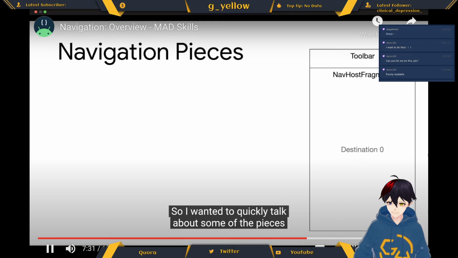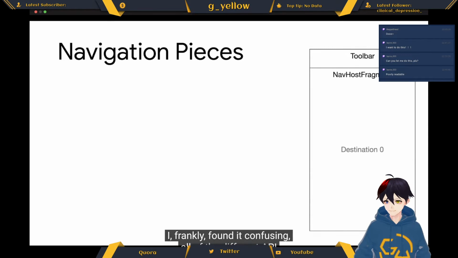So I wanted to quickly talk about some of the pieces that we've seen. I frankly found it kind of confusing, all of the different API pieces that were called some variation on nav or navigation. So I thought it would be useful to quickly walk through what some of those pieces are and how they relate to each other.